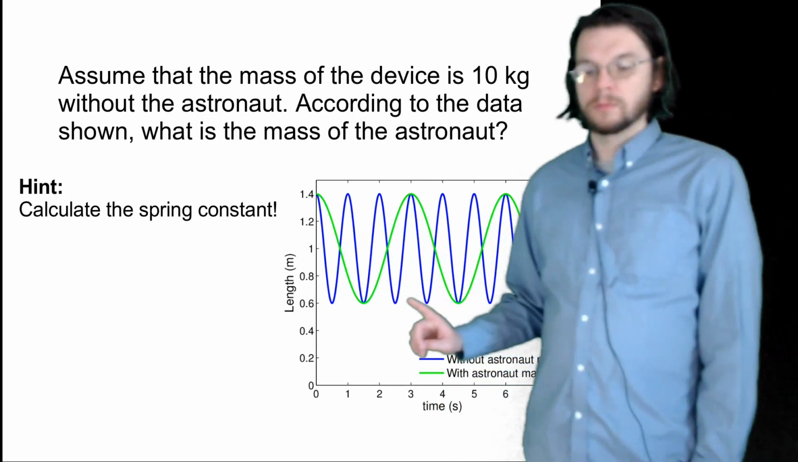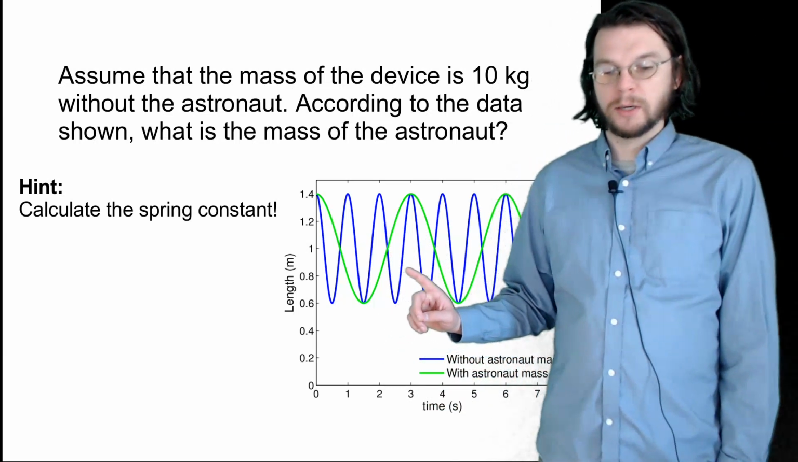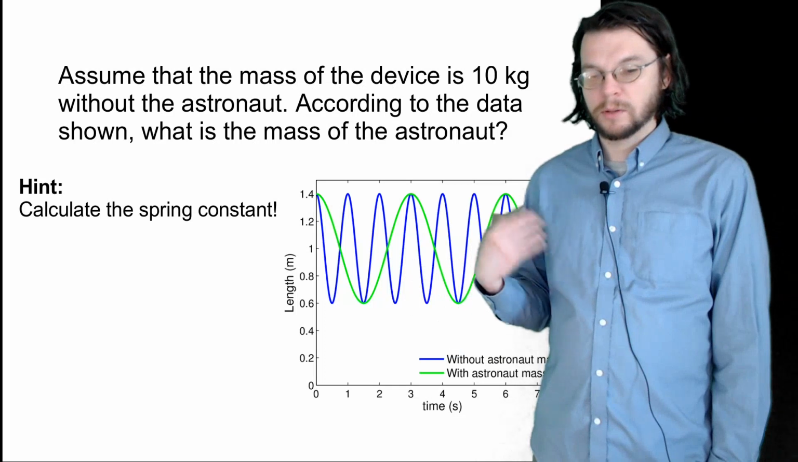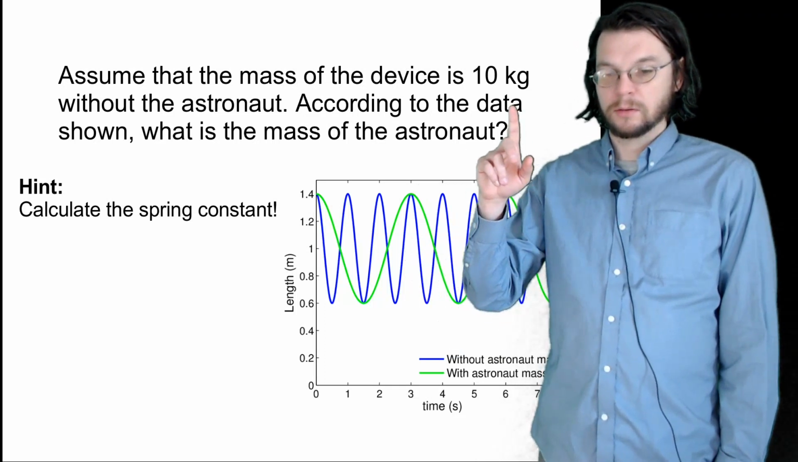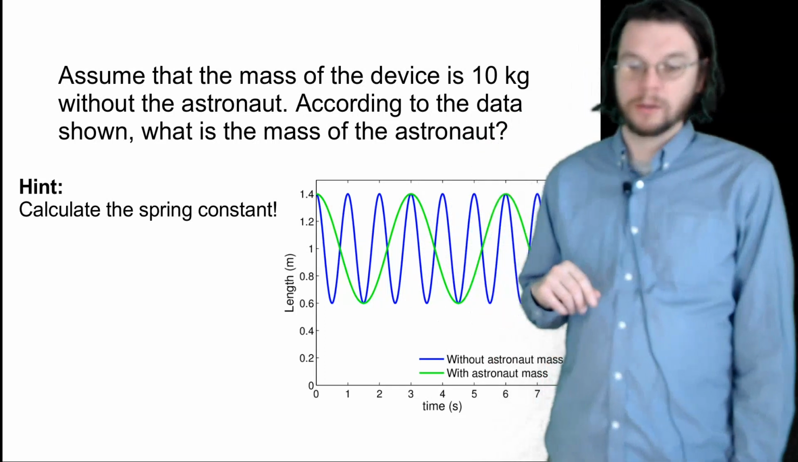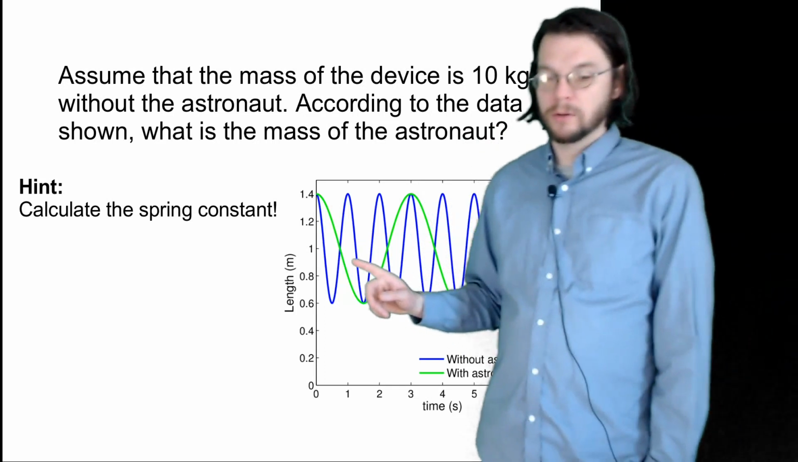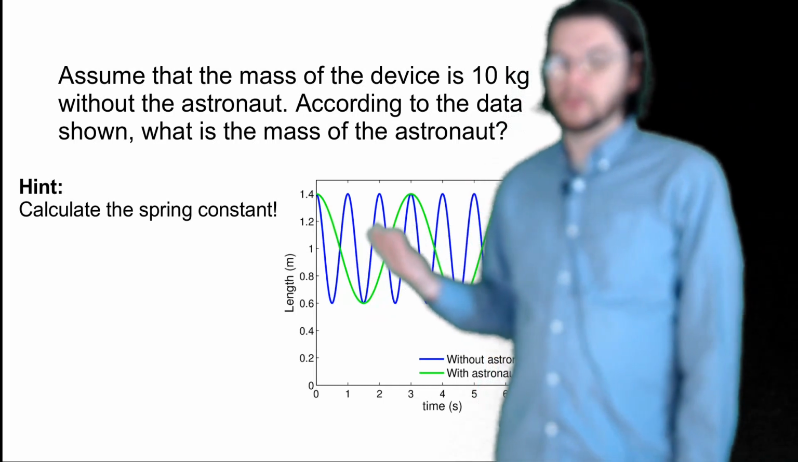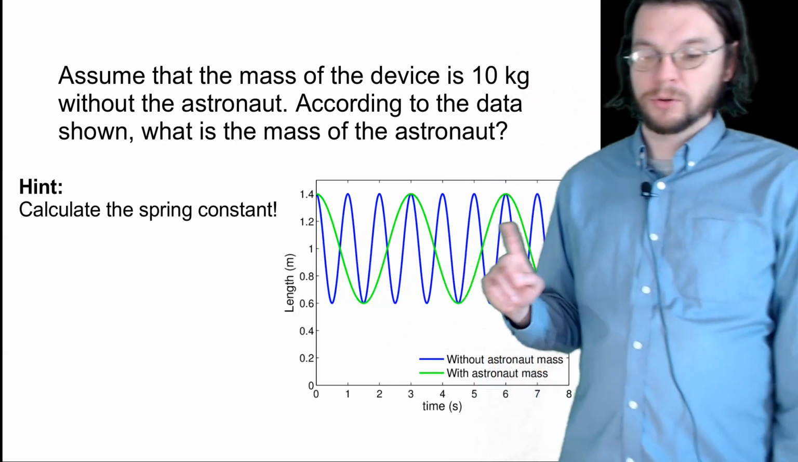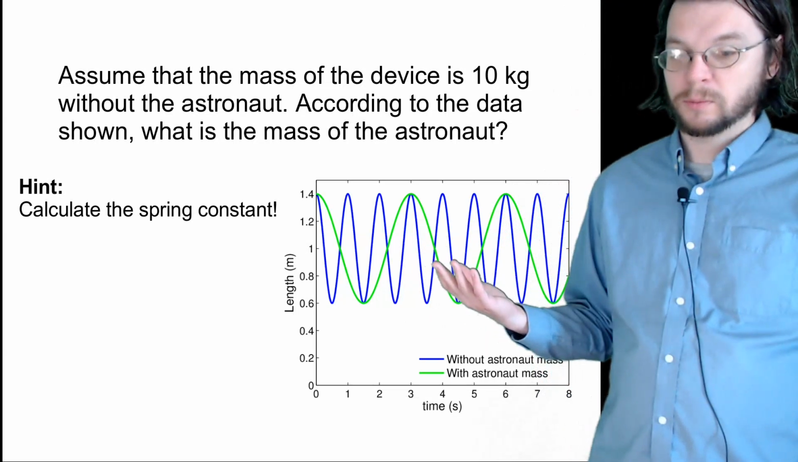And so this blue line is important because we need to use it to figure out what the spring constant is of the system. If I tell you that the mass of the device without the astronaut is 10 kilograms, you can use that information to figure out what the spring constant is. And then once you know the spring constant, you can use that with the astronaut's motion to figure out the unknown, which is the astronaut's mass.